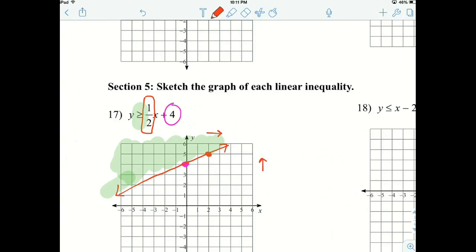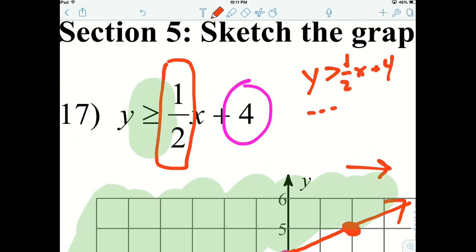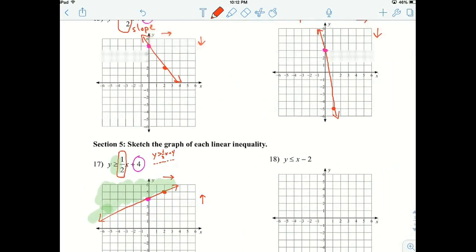The other part is whether you go solid or dashed. If you see the little line under it right here, you are going to have a solid line. If you didn't, if it was something like y is just simply greater than 1/2 x plus 4, then it would be a dashed line that you would be drawing. So this line that I drew as solid, you would draw that as dashed if you didn't have that little line underneath. So this one, we are done. Since it is solid, we shade above, and so forth.